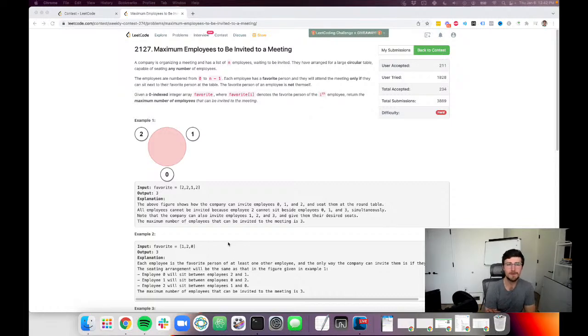All right, so maximum employees to be invited to a meeting. A company is organizing a meeting and has a list of N employees waiting to be invited. We have arranged for a large circular table capable of seating any number. The employees are numbered 0 through N-1. Each has a favorite person, and they will attend the meeting only if they can sit next to their favorite person at the table. Favorite person is not themselves. Given a 0-indexed array, where favorite[i] denotes the person's favorite person, return the maximum number of employees that can be invited to the meeting.